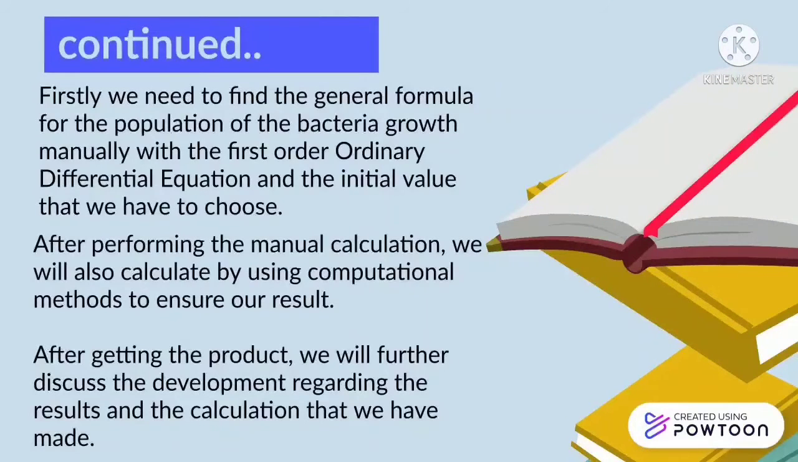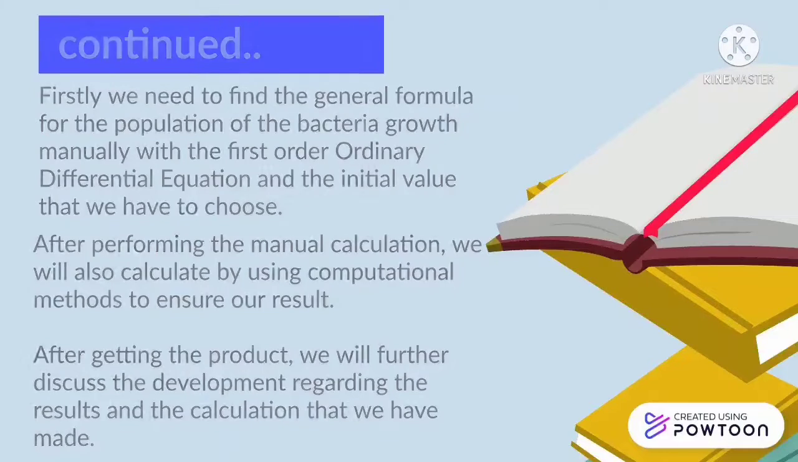Firstly, we need to find the general formula for the population of the bacteria growth manually with the first order ODE and the initial value that we have chosen. After performing the manual calculation, we will also calculate by using Python to ensure our result. When we get the product, we will further discuss the development regarding the result and the calculation that we have made.